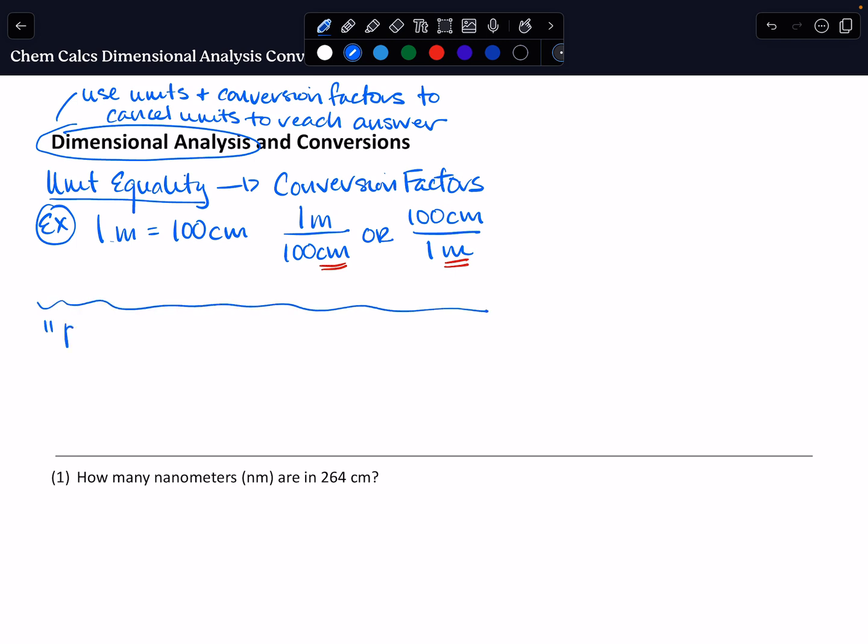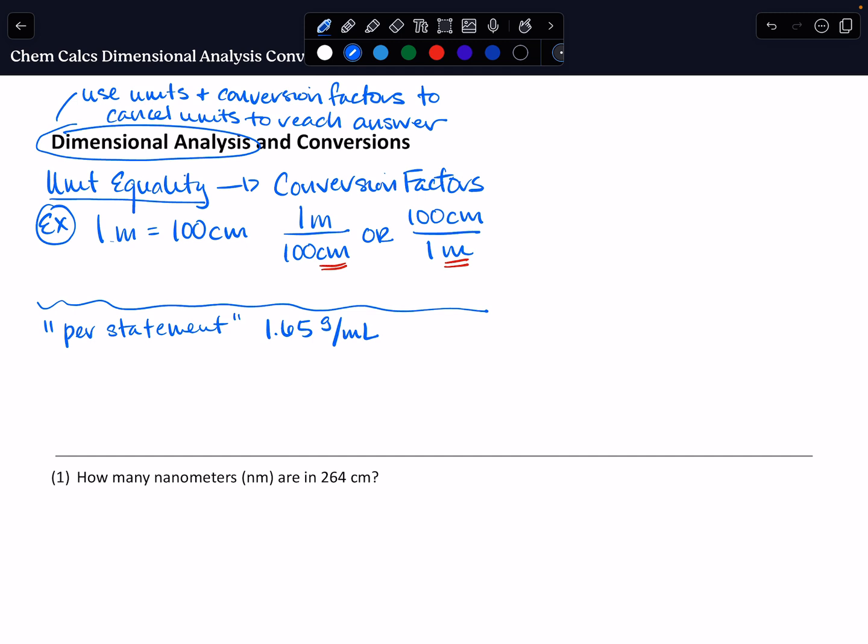All right, so unit equalities are one way to get to a conversion factor. Another way is a per statement. You actually heard me use this per statement just a second ago where I said 1 meter per 100 centimeters or 100 centimeters per 1 meter, right? But sometimes you're given a particular number with a unit that's a compound unit. So let's say we're given the density of some item and we're told it's 1.65 grams per milliliter. So that compound unit is a per statement.